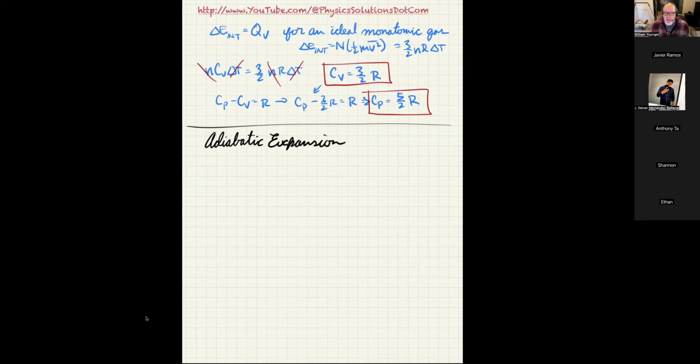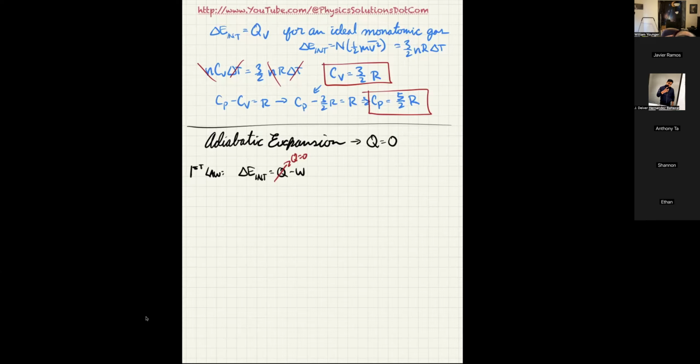And remember, adiabatic means Q equals 0. Okay, so there's no change in heat. And in fact, we can start off with the first law of thermodynamics. So if I start off with the first law, I get delta E internal is equal to Q minus W. But since it's an adiabatic expansion, Q is equal to 0.